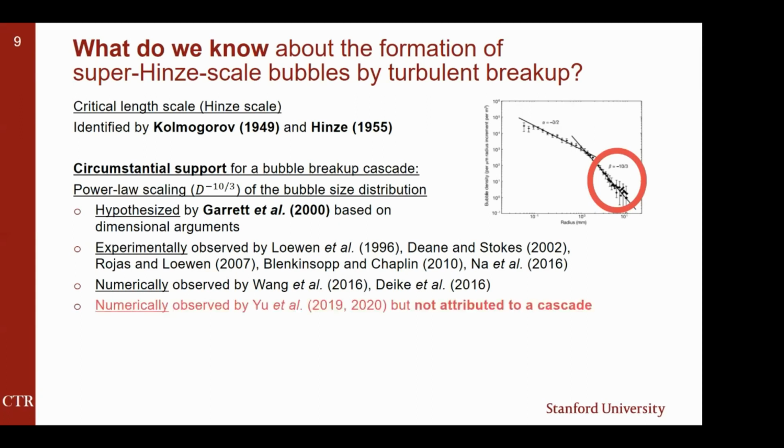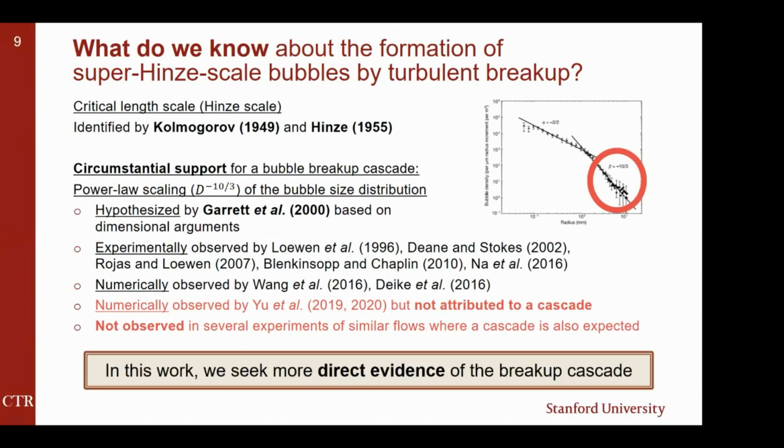More recent simulations observe similar power law scalings, but were able to attribute it to other causes. Furthermore, several experiments earlier in time who ran similar breaking waves did not observe this power law scaling. So it seems like there's evidence for and against this scaling, which leads us to wonder if there is actually a cascade or not. So in this work, we seek more direct evidence of the breakup cascade to say more definitively if it exists or it doesn't.